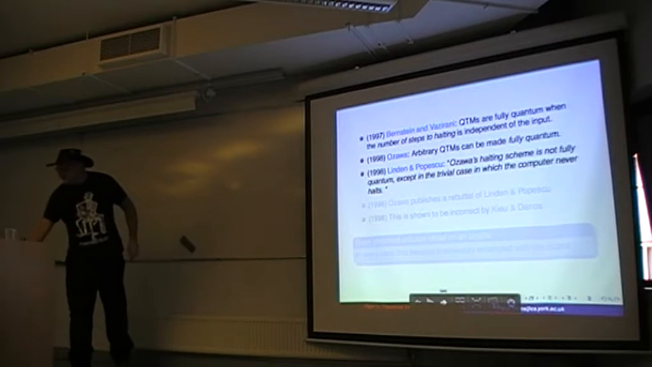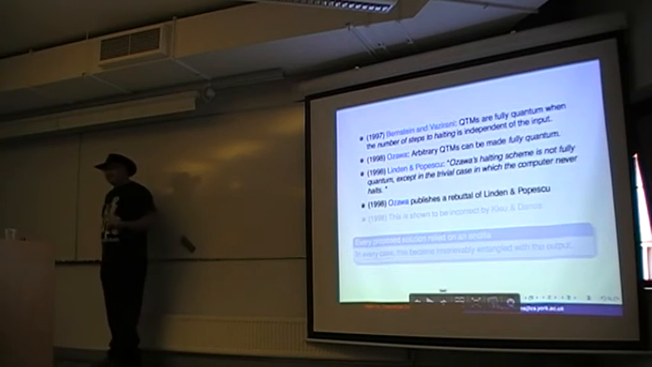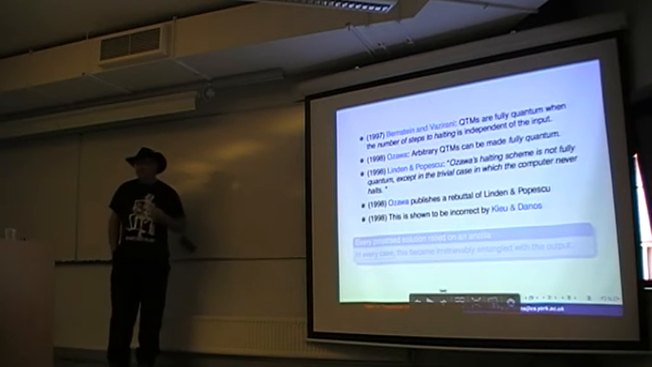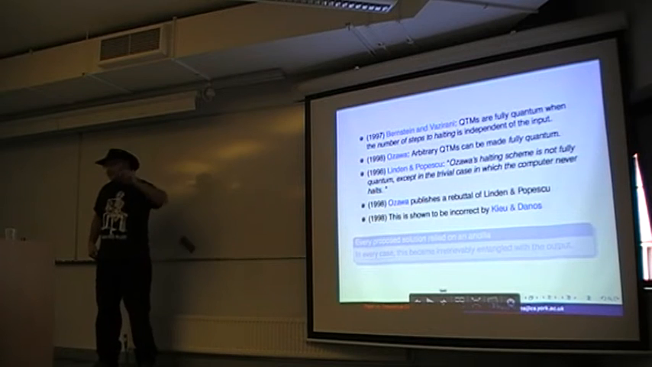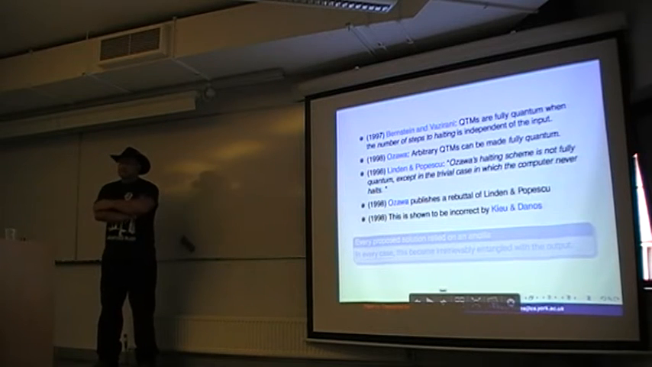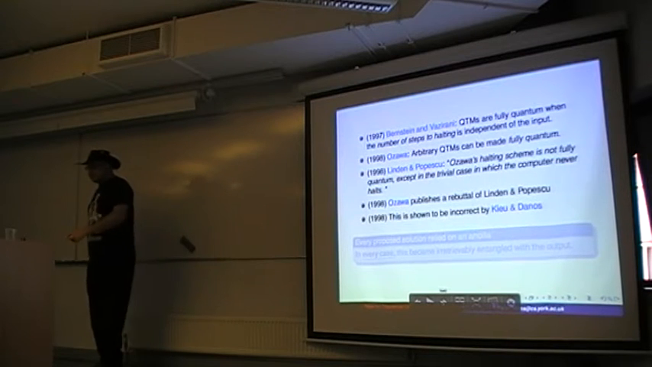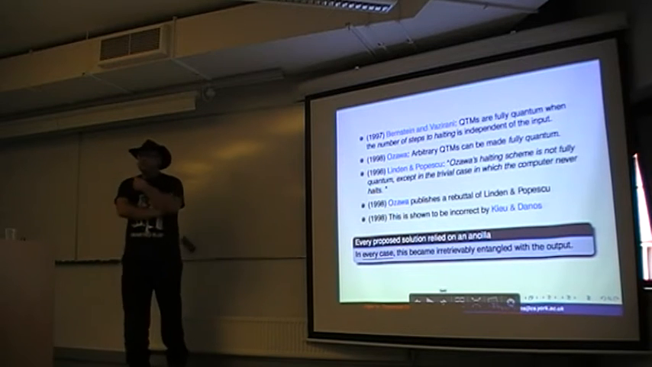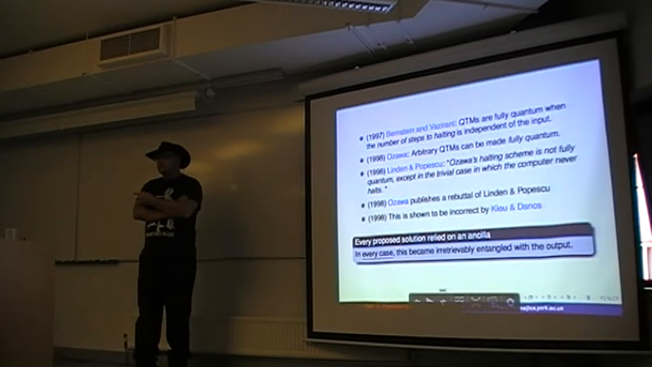Ouch. Okay, now, next year, Ozawa published a rebuttal of Linden and Popescu, and the same year, this was shown to be incorrect by Miyadera and Ogawa. Now, I'd like to point out, this all happens in the space of a year or so, and all of these things are actually published, which means they're accepted, they're looked at by the editor, they're peer-reviewed. So this is a very subtle point. But there was one thing in common with all of these solutions: every proposed solution relied on an ancilla. And in every case, this ancilla would at some point become entangled with the output.